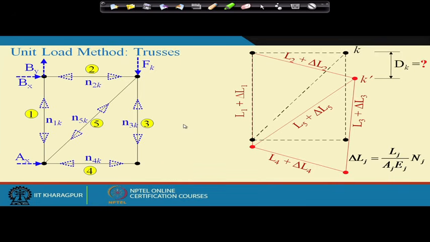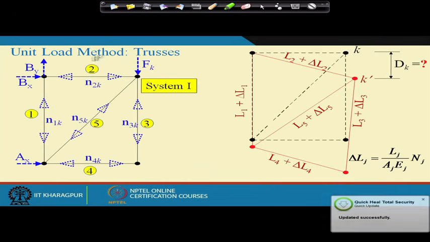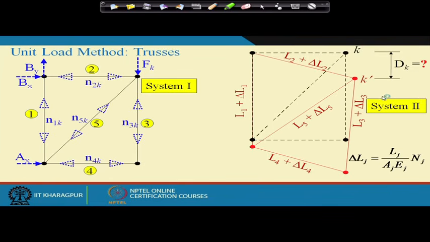Now, if we take this as system 1 and this as system 2. So, system 1 is what? System 1 has a virtual load, virtual force, external force, and corresponding internal forces.